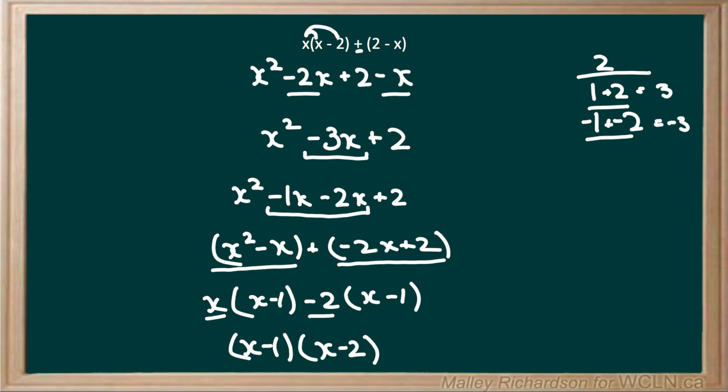Now we can double check this by using our distribution laws and multiplying these two brackets together to see if we get our original answer of x squared minus 3x plus 2.